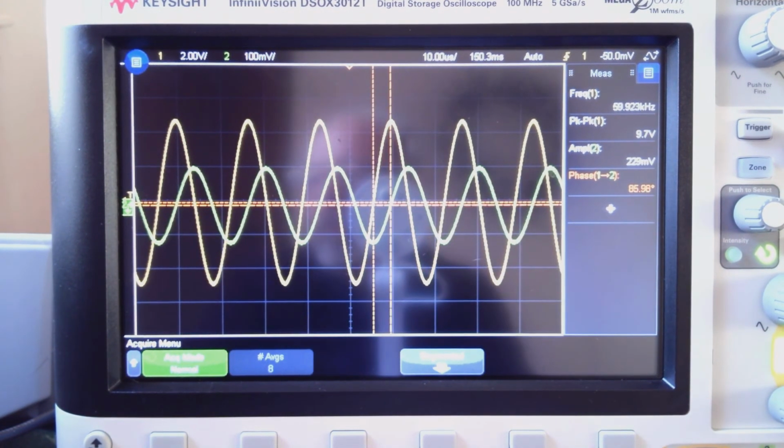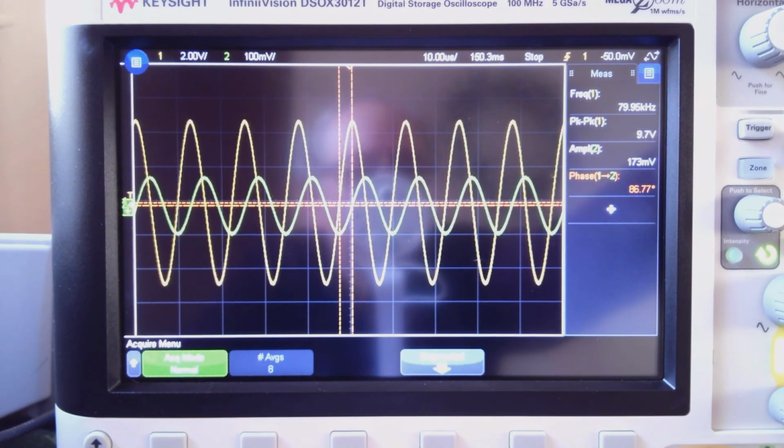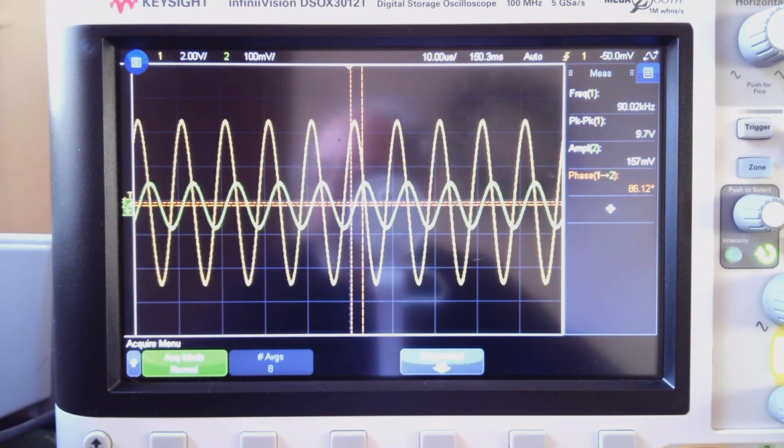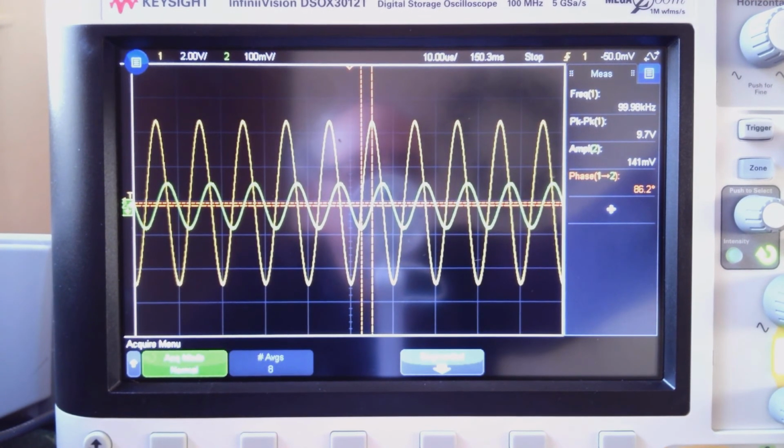We'll go up to 80 kilohertz. 80 kilohertz now, 9.7 going in, 173 millivolts coming out, and the phase angle is kind of just hanging there at 86.77 degrees. The maximum it can get is 90, and I don't think it'll hit that. Matter of fact, it might regress. Let's go to 100 kilohertz. 100 kilohertz, 9.7 volts going in, 141 millivolts coming out, 86.2 degrees for the phase angle.